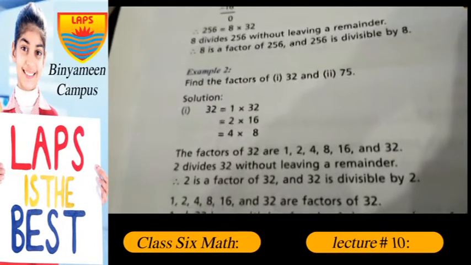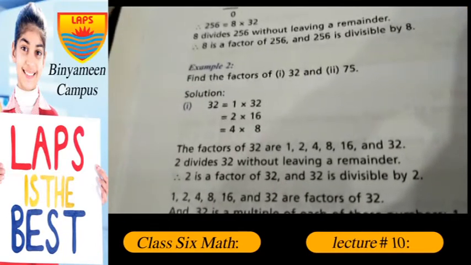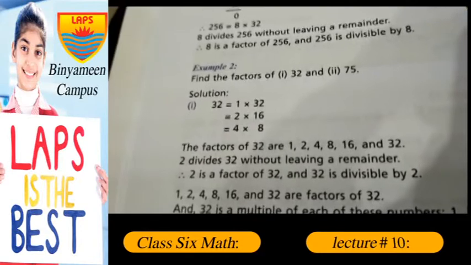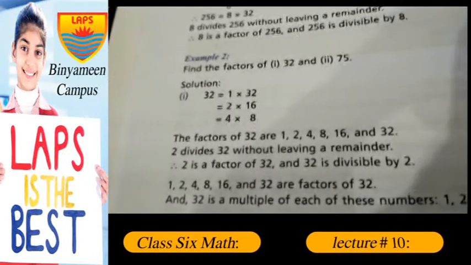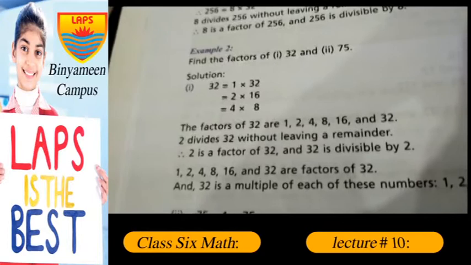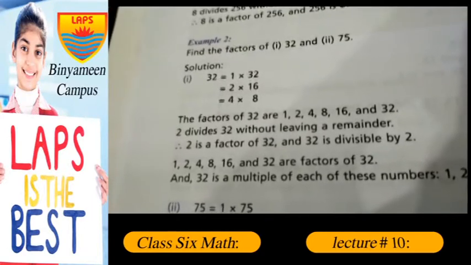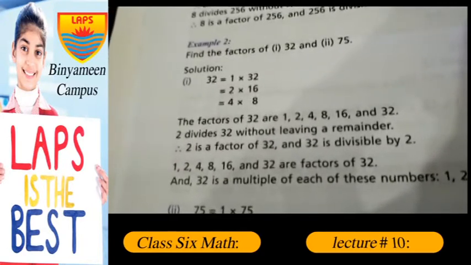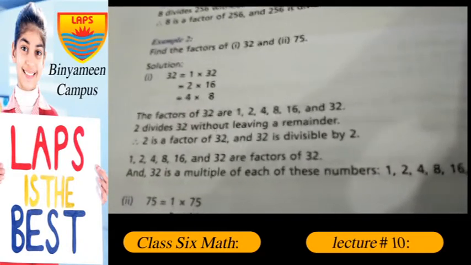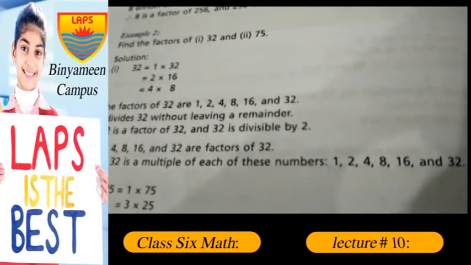2 divides 32 without leaving a remainder. 2 is a factor of 32 and 32 is divisible by 2. And 1, 2, 4, 8, 16 and 32 are the factors of 32. And 32 is a multiple of each of these numbers: 1, 2, 4, 8, 16 and 32.